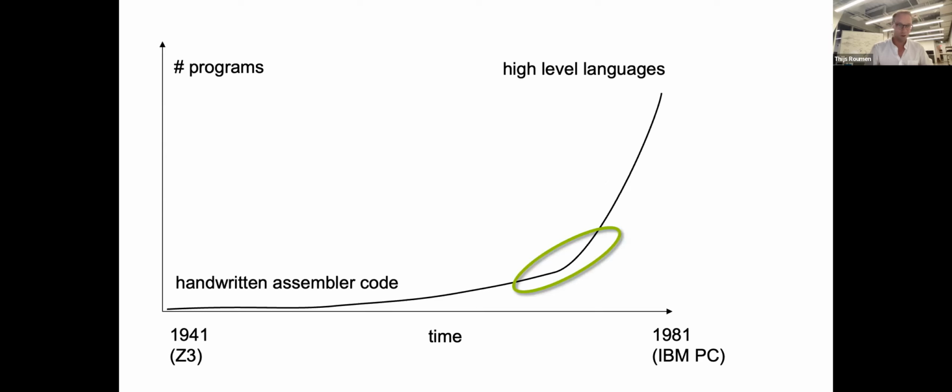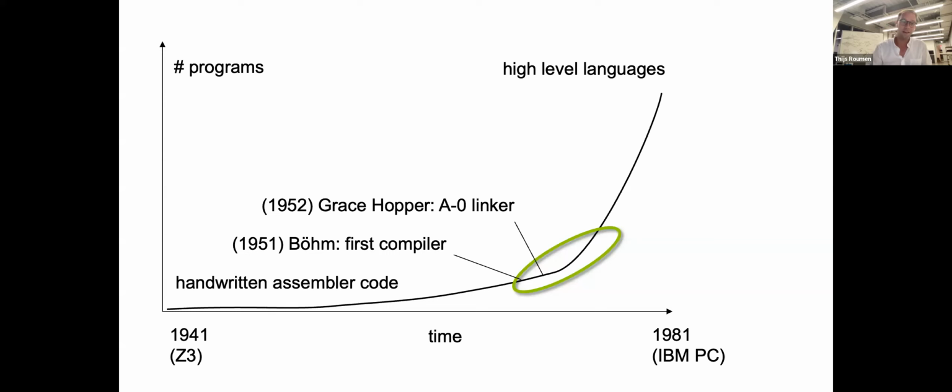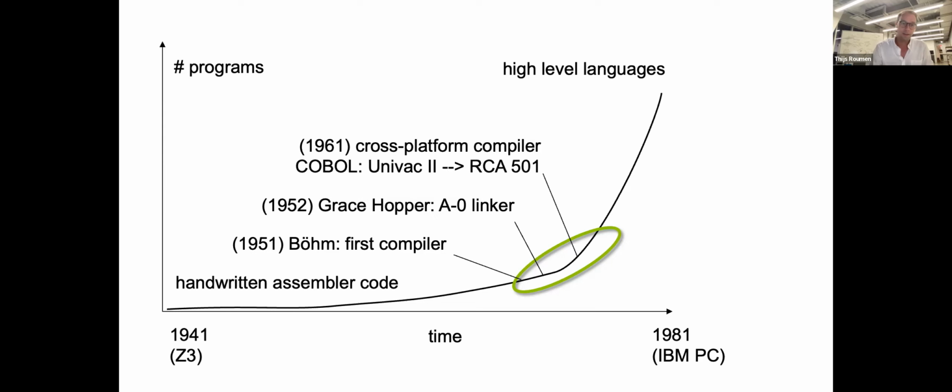Initially, the first person to investigate this was Corrado Bohm in 1951, who wrote the first theoretical concept of what a compiler could look like in his PhD thesis. A year later, Grace Hopper actually implemented the first practical compiler, which today you would look at more as a linker, for her A0 programming language in 1952.